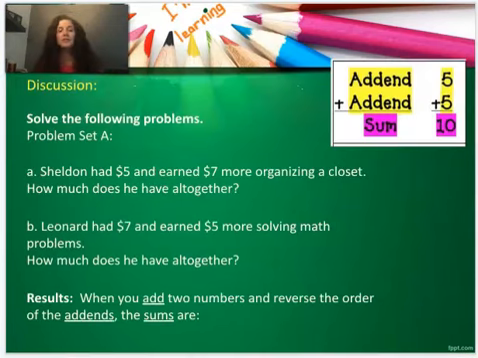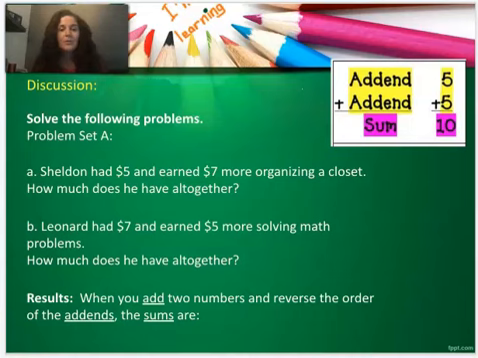Okay, so let's look at some problems. So notice I put that little icon in the top right where it says addend, sum. So let's try a couple of these. Sheldon has $5 and earned $7 more organizing a closet. How much does he have altogether? Take a second and write down the number sentence that you would model for that problem. You can even think of the things we learned a few weeks ago, like, is it a join problem? How do you know all of these things? Which part is missing?